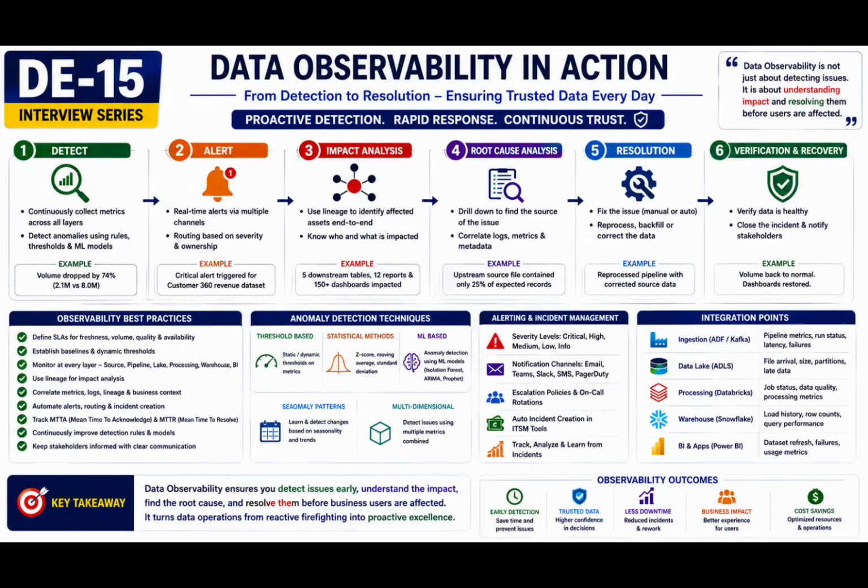Now, let's look at what happens when observability detects a problem. It's not enough to detect an anomaly, we need an operational process to handle it. The first step is detect. Our observability framework continuously evaluates metrics. For example, volume dropped by 74%. Then step 2 is alert. The system generates an alert. The alert could be sent through email, Microsoft Teams notification, or Slack.